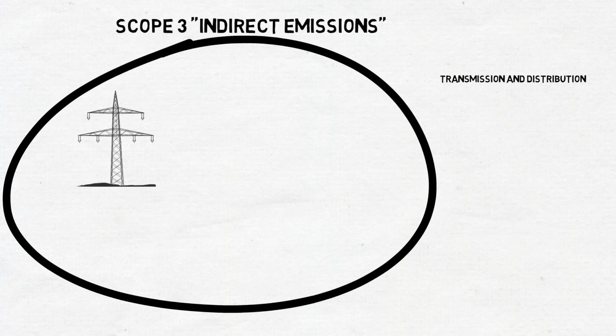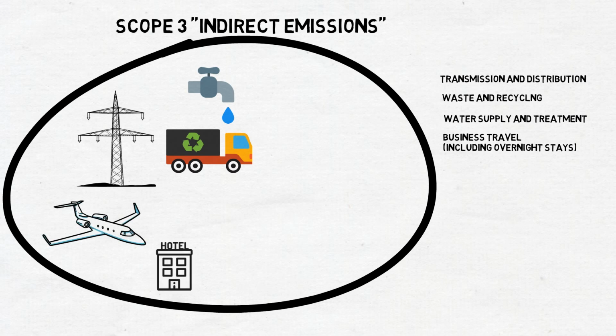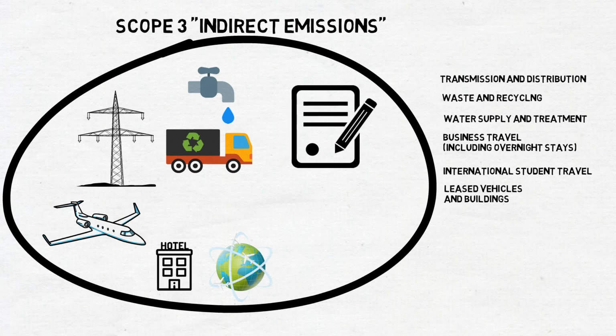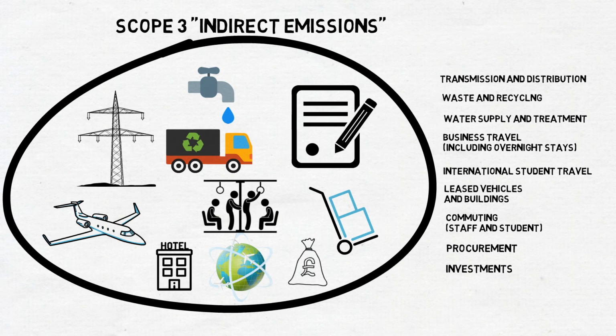This will include transmission and distribution of energy, waste and recycling, water supply and treatment, business travel, including overnight stays, international student travel, leased vehicles and buildings, commuting for both staff and students, procurement of goods, and investments. Scope 3 is commonly the largest scope of all, and it's not unusual for it to be the largest source of emissions.